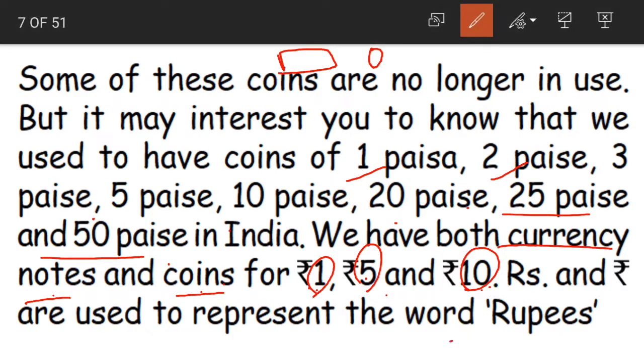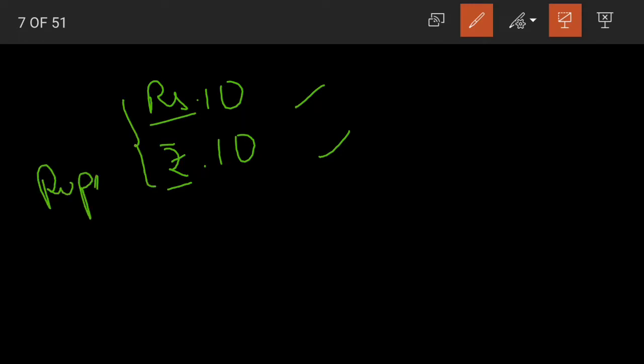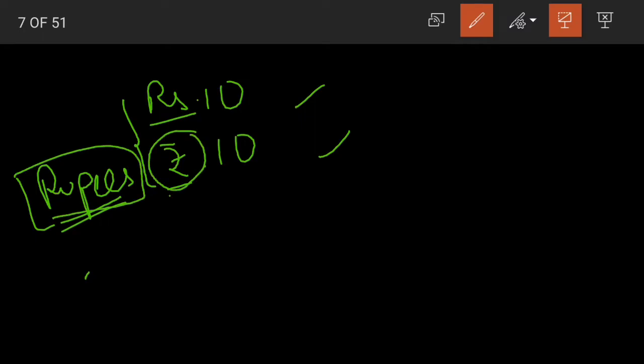And how do we represent the word rupees? This RS or the symbol. If I write like this, rupees 10 or like this, both are correct. These RS or this both are used to represent the word rupees. Like for example, rupee is the currency used in our country, that is in India. In India, whenever we have to pay some money, we pay in rupees, and this is the symbol of rupees.